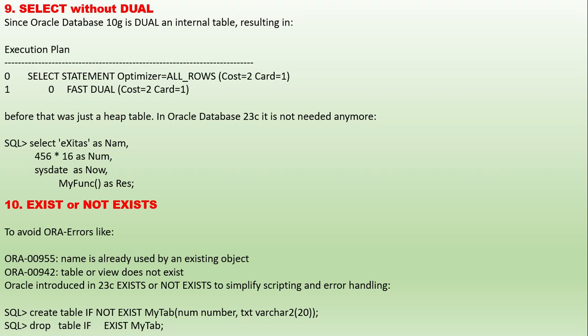Number 10, IF EXISTS and IF NOT EXISTS. To avoid ORA errors like name is already used by an existing object, or table or view does not exist, Oracle introduces IF EXISTS and IF NOT EXISTS in 23c, simplifying scripting and error handling. For example: CREATE TABLE IF NOT EXISTS my_table, and DROP TABLE IF EXISTS my_table.